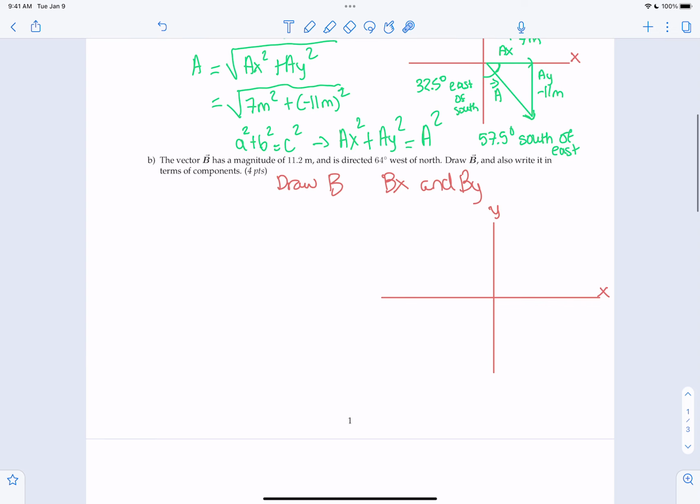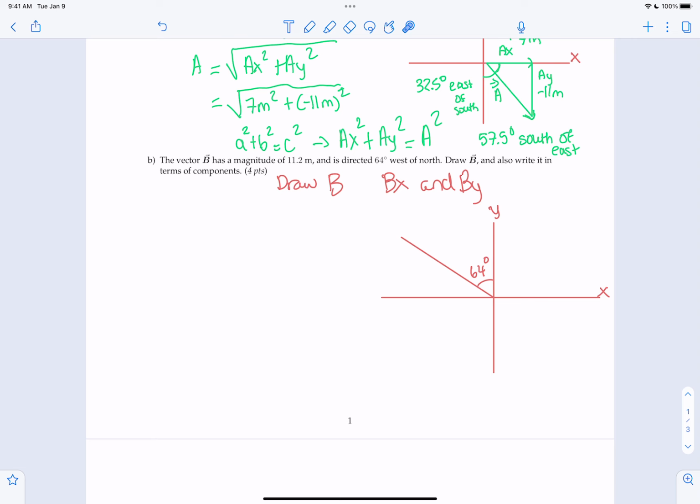So we have to recognize, well, what is west of north? Which angle is going to be west of north? We have north here. This is north, south, east, and west. If you have the north direction here and we go west of it, creating an angle, this will be 64 degrees. So that's the angle in question, right? We can say that this is 64 degrees west of north because we grabbed this north direction and went west of it like that.